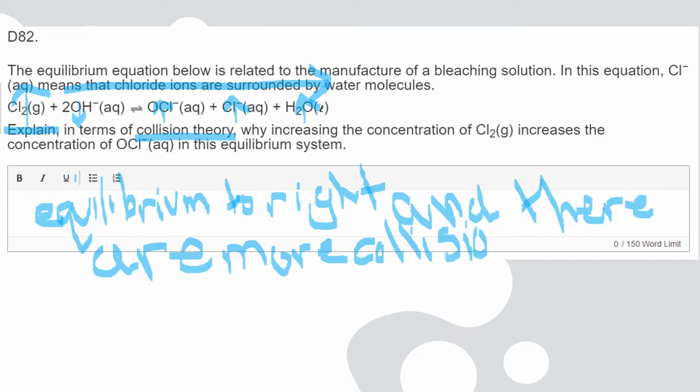So my mouse typing is subpar at best. So in terms of collision theory, why does increasing the concentration increase the concentration of OCl negative? Because there are more collisions, right? Collision theory, there are more collisions. Anytime you increase the concentration of something, you're going to end up with more collisions. So more collisions is the key.